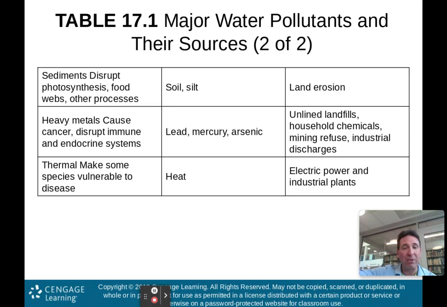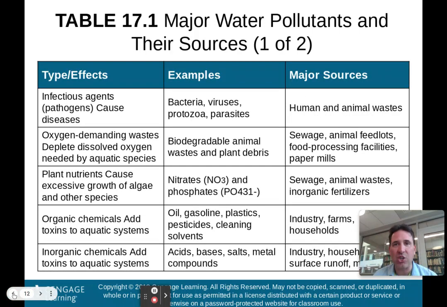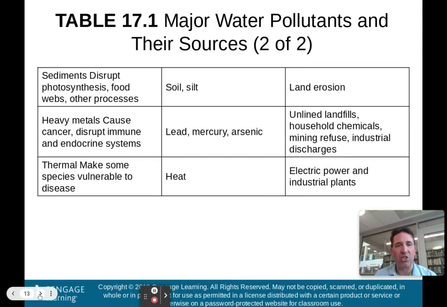But that actually disrupted the ecosystem because the animals, the organisms in the Hudson River aren't used to intense heat in the water, right? So now you put this heat in, and that's actually a form of water pollution as well. And again, electrical power and industrial plants, you could put nuclear plants in there as well. All right, so please have a good idea of this chart, major sources of water pollution, their sources, what they are. Definitely understand what's going on in this table 17.1.